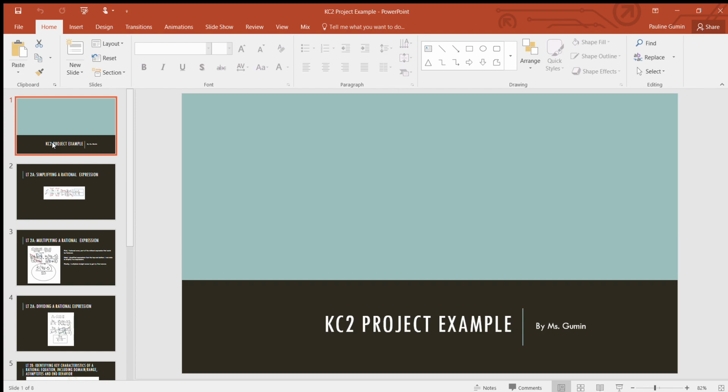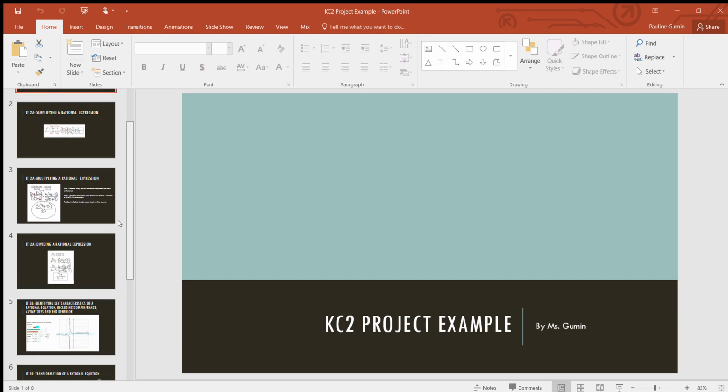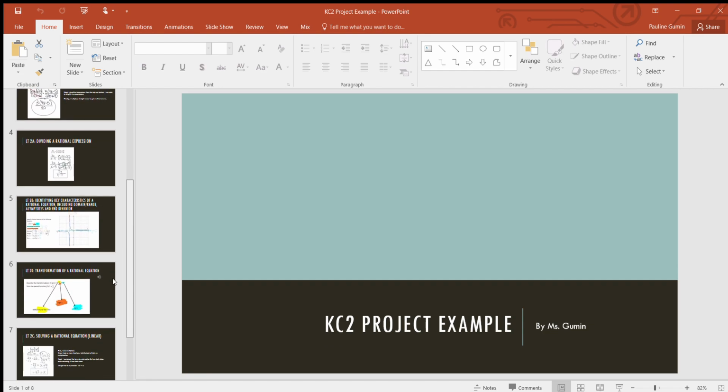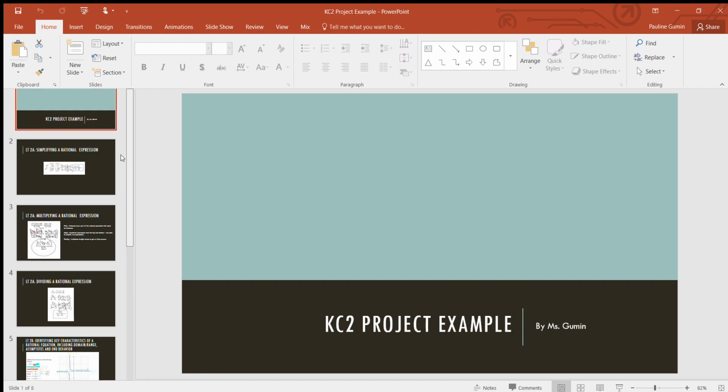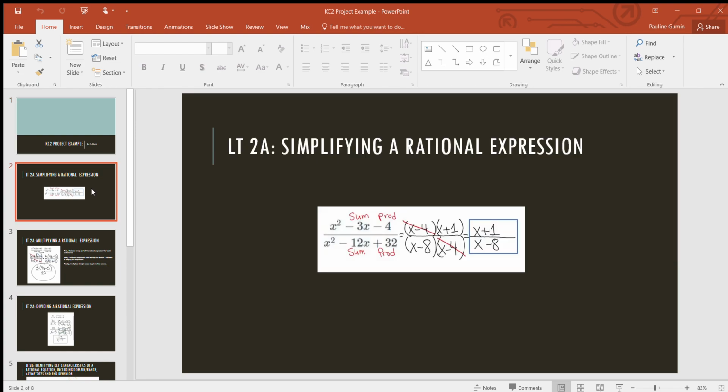KC2 Project Example. Okay, so what I'm going to expect from you is to have 7 different examples, 3 from learning target A, 2 from B, and 2 from C, and 1 from each target gets an explanation. So let's see how I would have done mine if I was my own student. Alright, so learning target 2A, simplifying a rational expression. I decided to just solve this one.